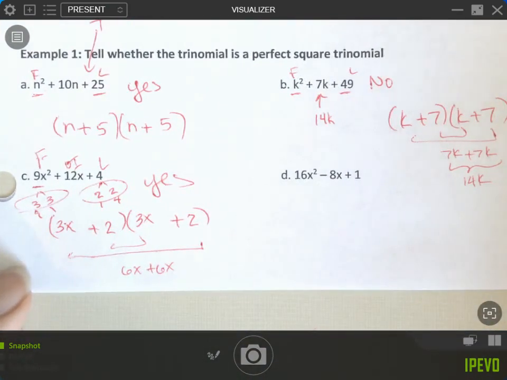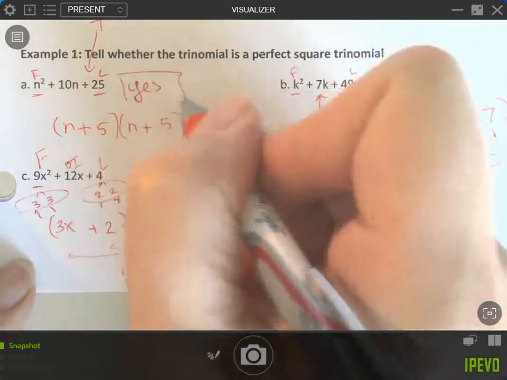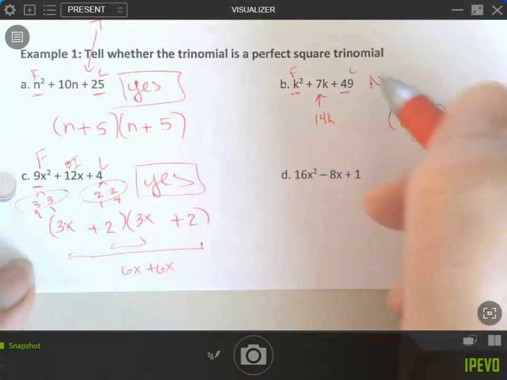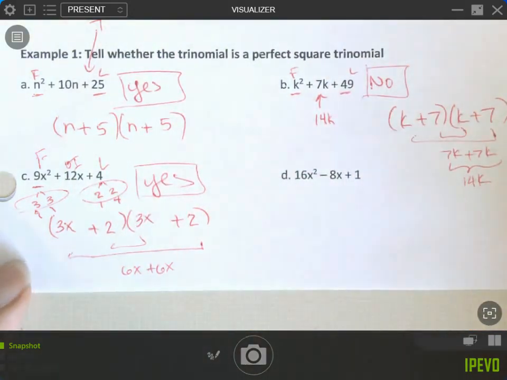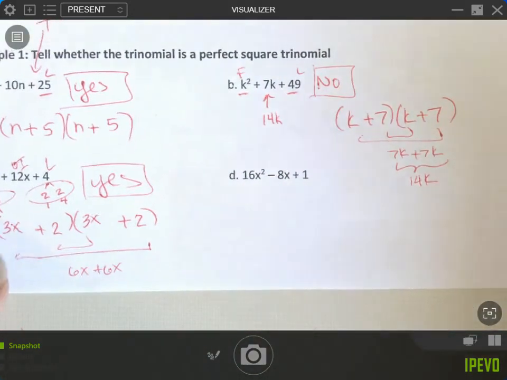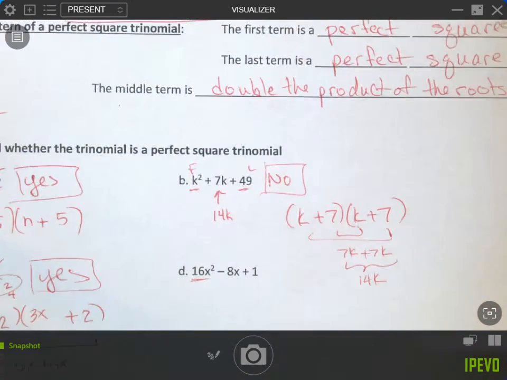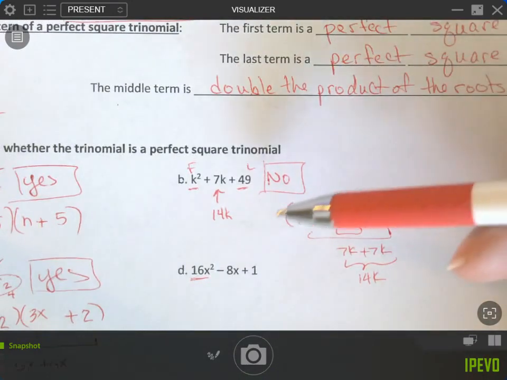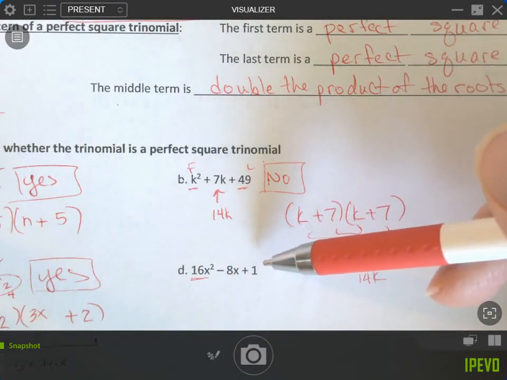So the big answer is yes or no, and then we were testing them. Is 16 a perfect square? Yes. Is x squared a perfect square? So first term is a perfect square. Is 1 a perfect square? 1 times 1? Okay, I guess.